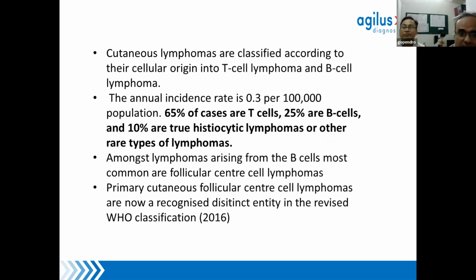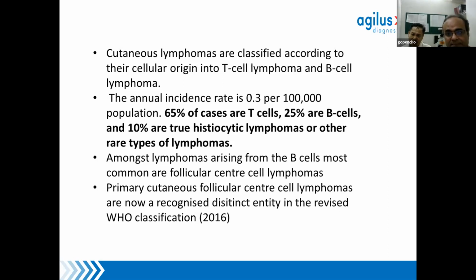Now coming to cutaneous lymphomas as such, we have to divide them like conventional lymphomas into T cell and B cell. As everyone is aware, T cell lymphomas are more common in the skin, primarily mycosis fungoides. The annual incidence rate of cutaneous lymphoma is very low, only 0.3 per lakh. And as I mentioned, mainly they arise from T cells, 65% of them, 25% are of B cell origin, 10% are of histiocytic origin, and there may be some other rare types of lymphomas.